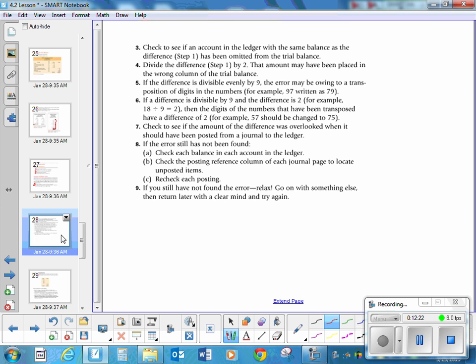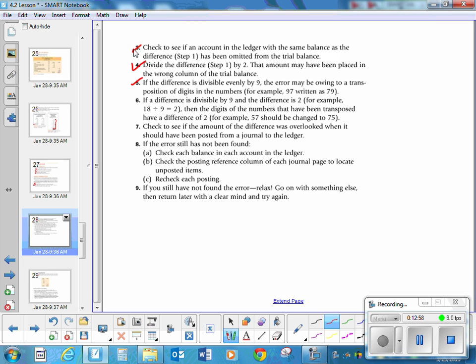Okay? Also, check to see if an account in the ledger with the same balance as the difference has been omitted. So if your difference was 60, go back and see if there was a transaction for $60 somewhere that you might have omitted. Another really quick one is when you do have a difference, divide the difference by 2. The amount may have been placed in the wrong column. So if your difference was 120, divide that by 2 and go back and look for a transaction of $60 that maybe was put into the wrong account.